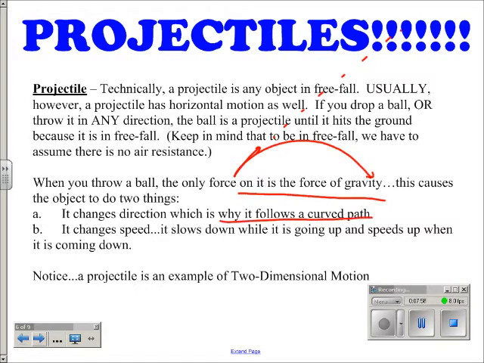Secondly, it changes speed. The football, when you throw it, is going to slow down while it's going up because it's working against gravity. And then on the way down, gravity helps it go faster and faster. So it's speeding up on the way down and slowing down on the way up. All right? Notice that because it's got a curved path, it is an example of two-dimensional motion.